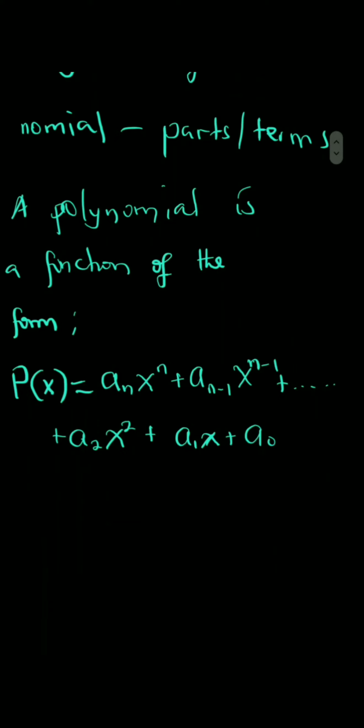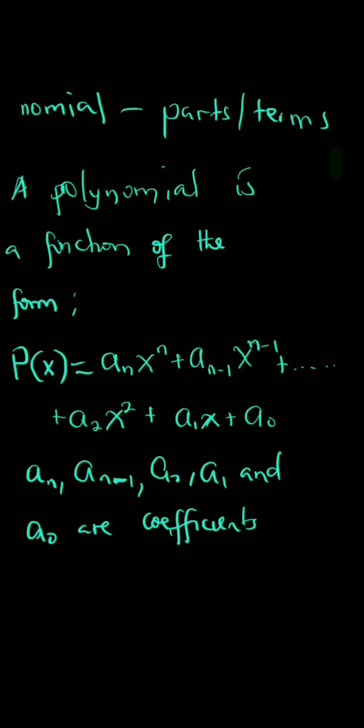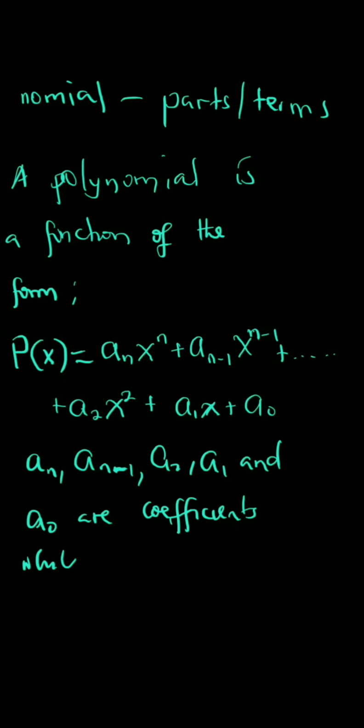So this is the form in which all polynomials are expressed. Here you have a subscript n, a subscript n minus 1, and all these are coefficients. By that we mean these are numbers, or rather I would say these are integers. And x in this case is our variable. X is a variable, and the ones that we have as n, n minus 1, 2, 1, these are the exponents of our given expression.